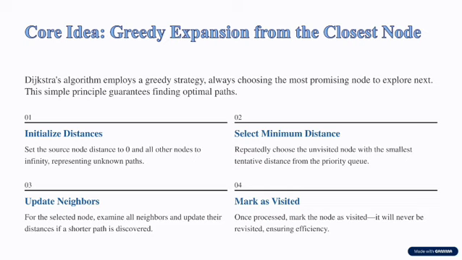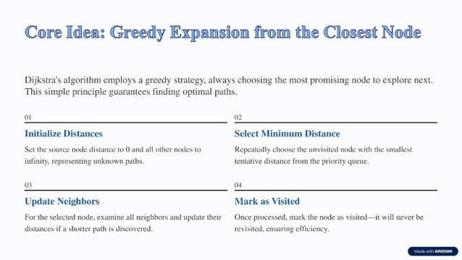Let's see how it is processed. The first step is to initialize the distance. At the start, the source node, which is the starting point, is assigned a distance of 0, since the path from itself to itself has a 0 cost. Every other node in the graph is assigned a distance of infinity, representing that the path to these nodes is currently unknown. This initialization helps the algorithm differentiate between the visited and unvisited nodes later.